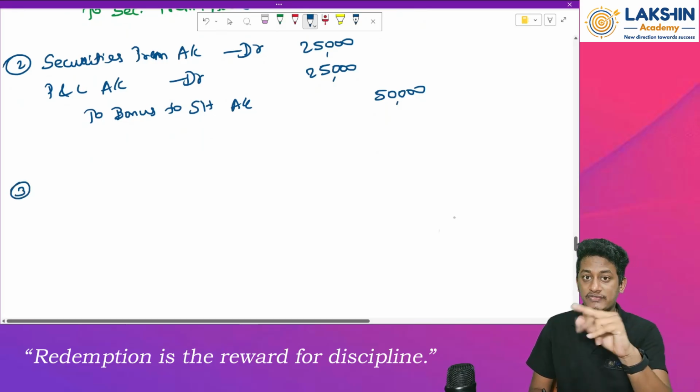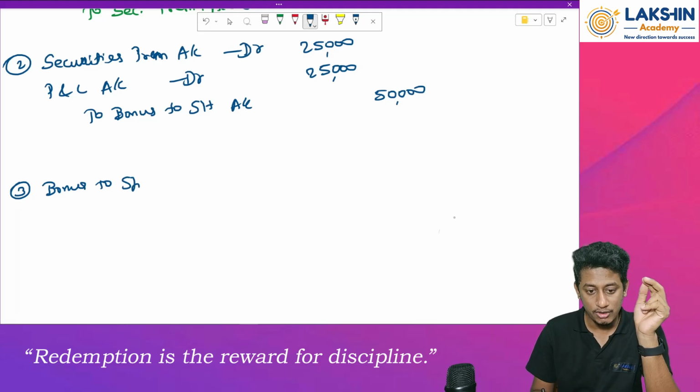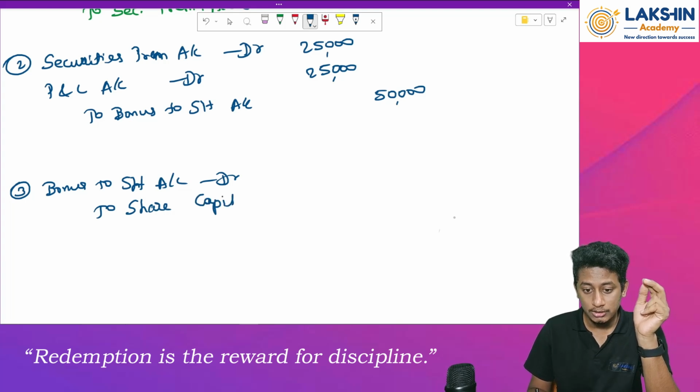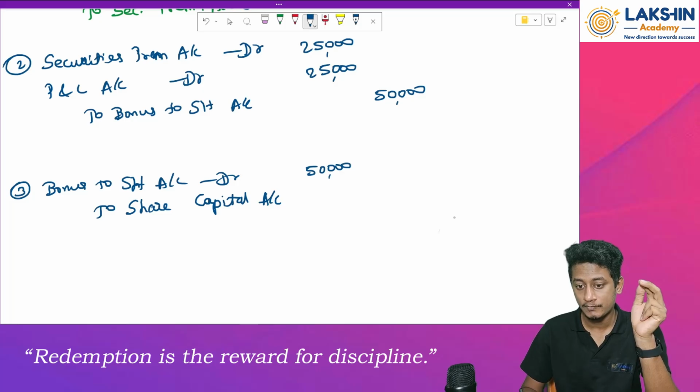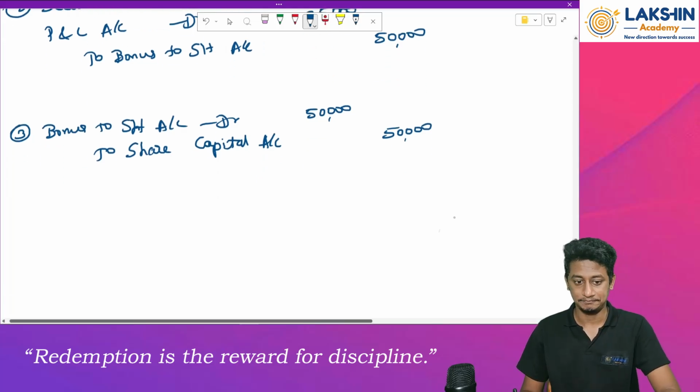Then we will transfer this and capitalize it, right? So bonus to shareholders account, whatever the account was created, I am reversing it right now. To share capital account, rupees 50,000. Done? Yes.